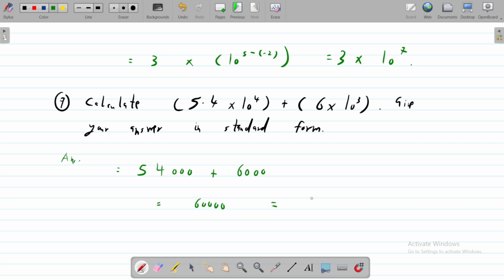Okay, so if I take 60,000, I'll put the decimal place at the end. I'll go back 1, 2, 3, 4 places. So I got a number that's between 1 and 10. That'll be 6 times 10 to the power of 4, and that would be my answer. Does that make sense?